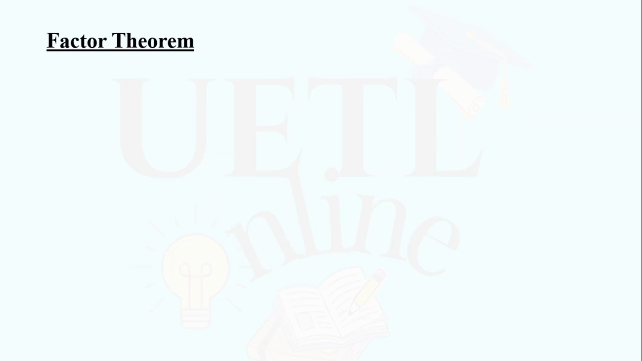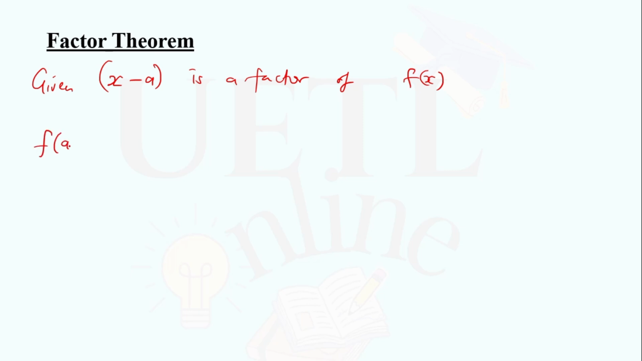When dealing with polynomials, this is the most important theorem you have to remember. It says that given that x minus a is a factor of f of x, that means that f of a is equals to 0. This is the meaning of the factor theorem.